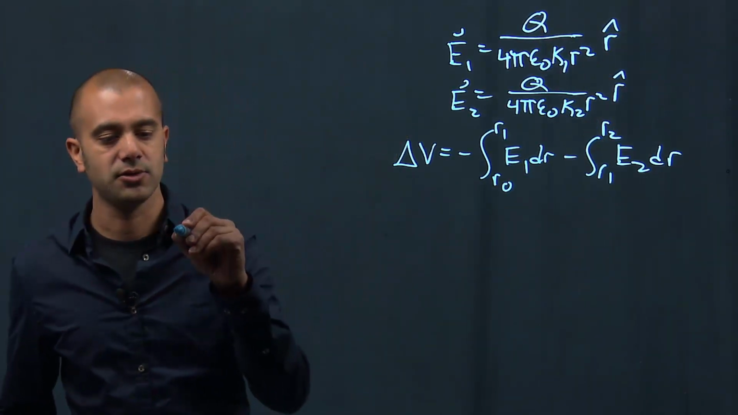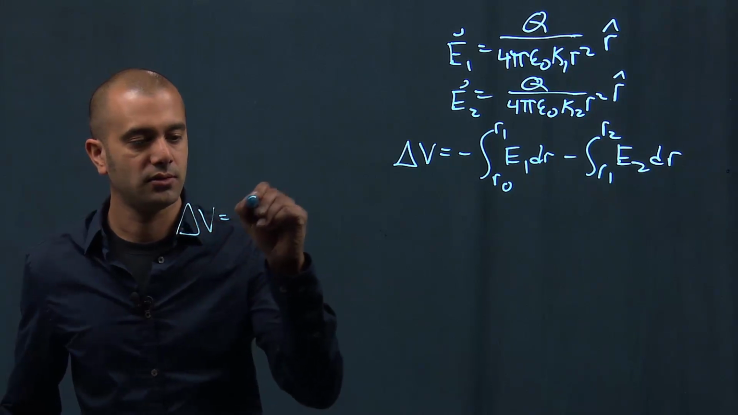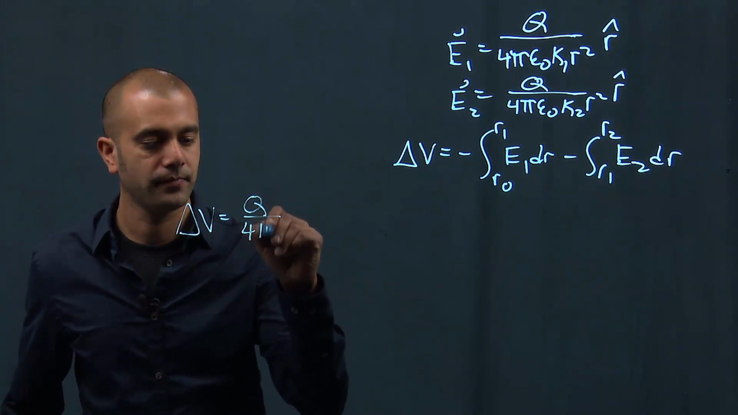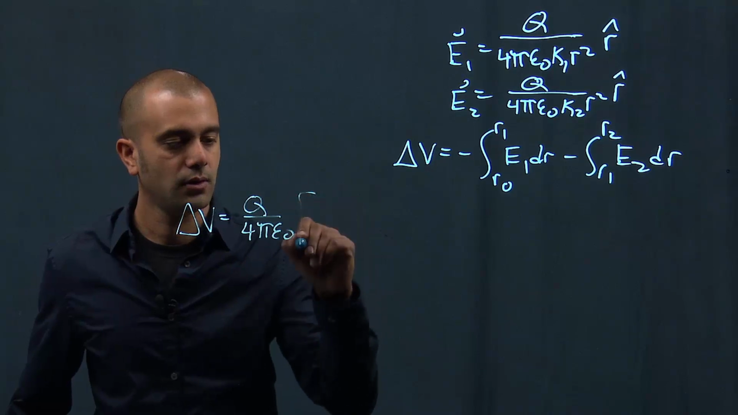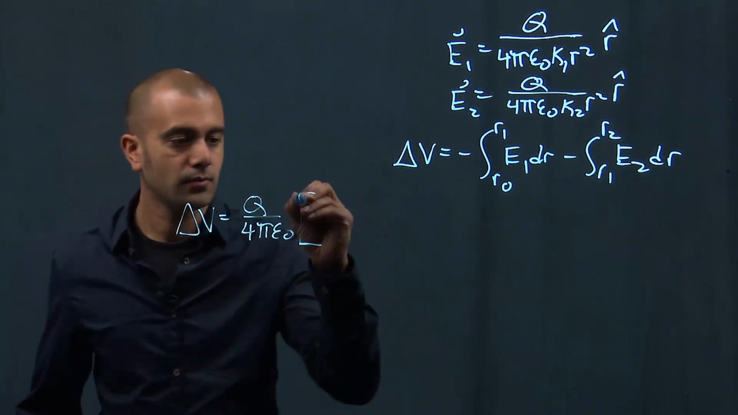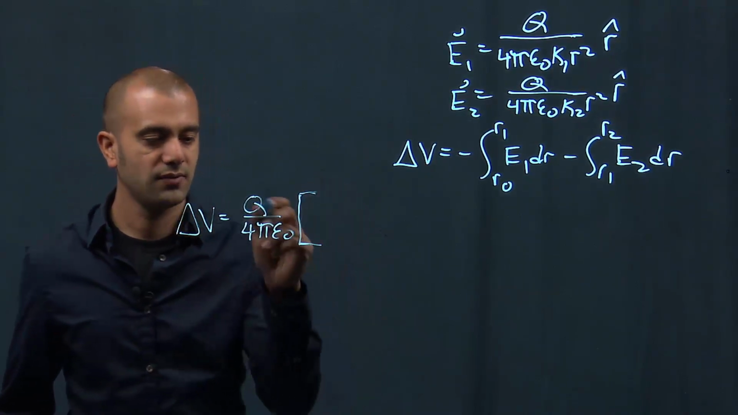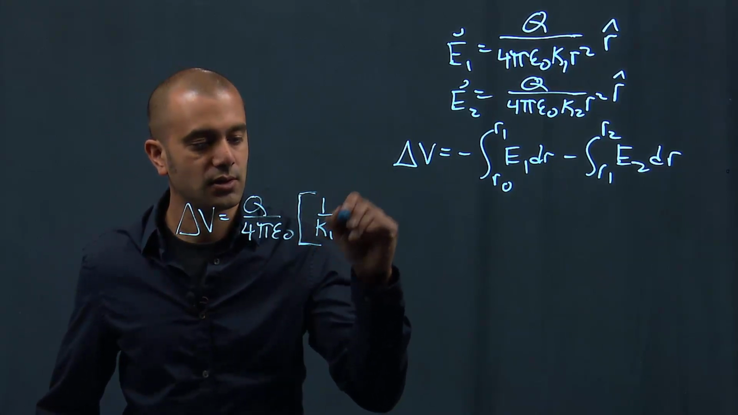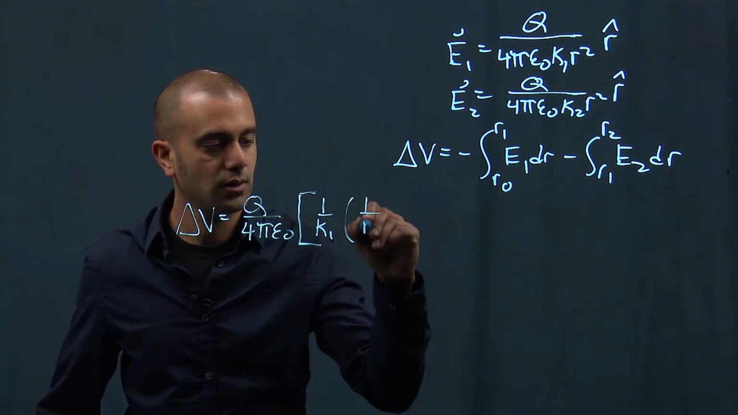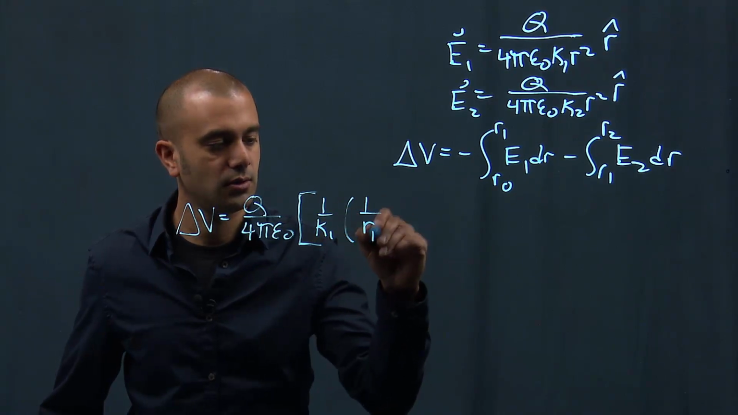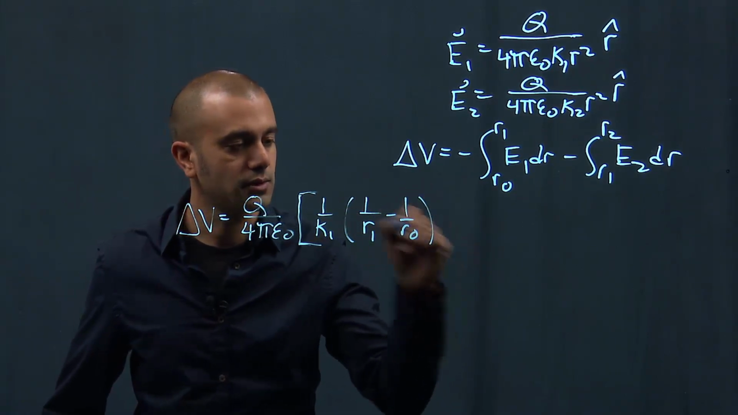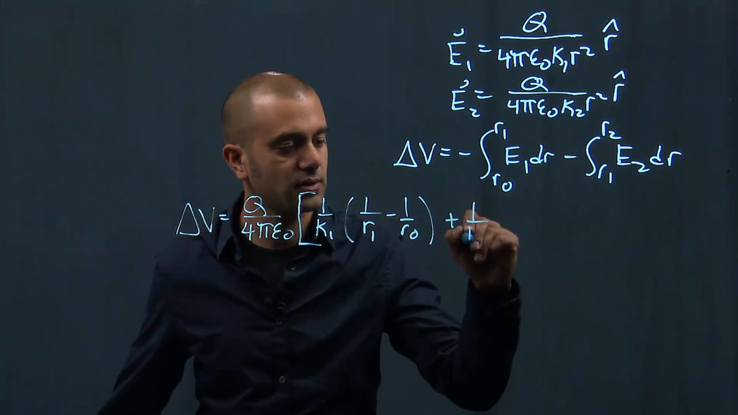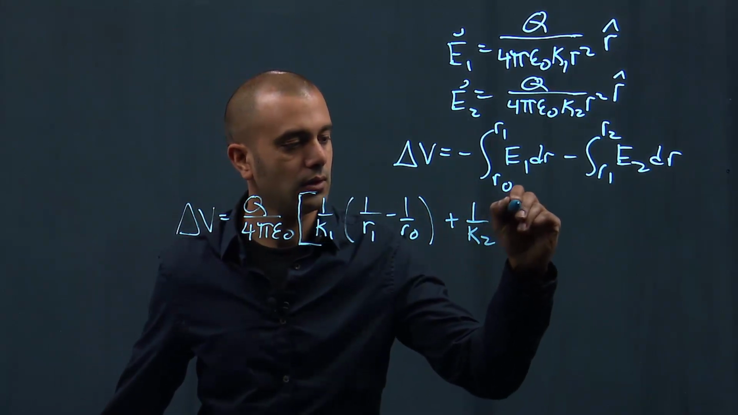So what you should find for the potential difference is the following expression. It's given by Q over 4 pi epsilon naught, and then you're going to have these geometrical factors on the inside along with the material properties there. So this is from the first integral, and then this factor is from the second integral.